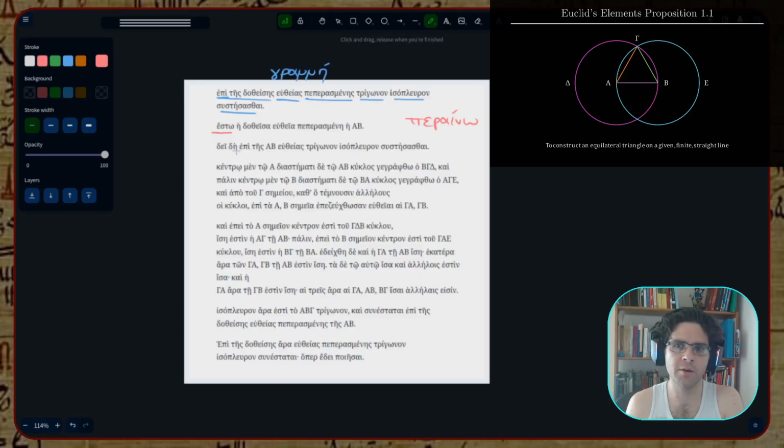Thus, it is required to construct, and here we have the similar aorist middle infinitive from before, from sunistēmi. It is required to construct an equilateral triangle upon the given straight line, alpha beta. And just to go over the structure of these, this is the protasis. And now we're moving into our kataskeuē.